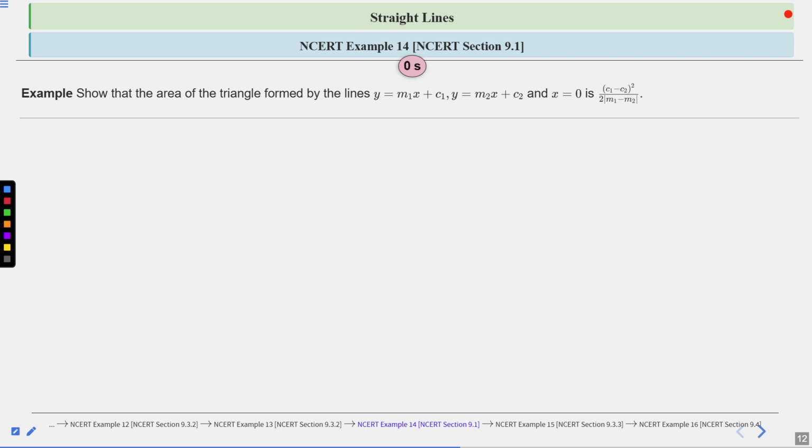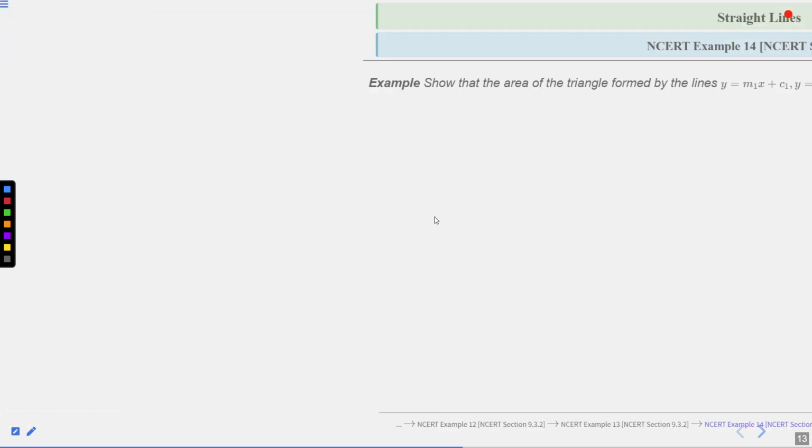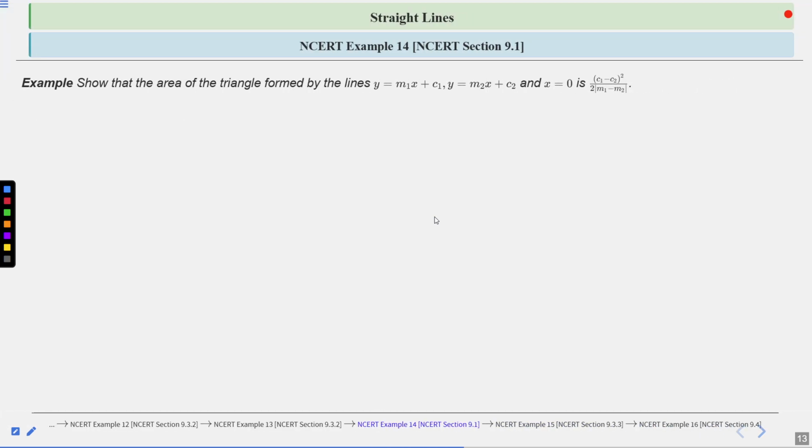Okay, students, now we will solve this example. So we have to show that the area of the triangle formed by the lines y equal to m1 x plus c1 and y equal to m2 x plus c2 and x equal to 0 is (c1 minus c2) whole square divided by 2 times modulus of (m1 minus m2). Okay, so now we will see how to solve this example. So let us see the solution.